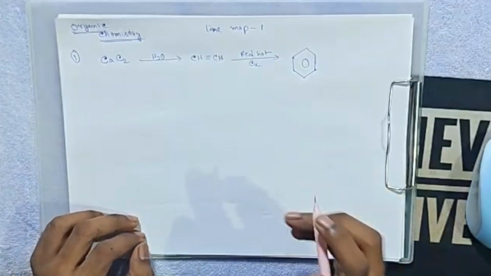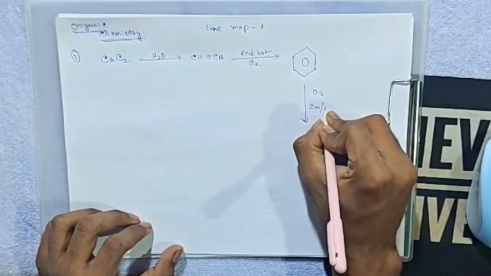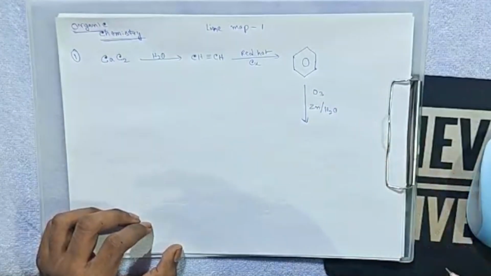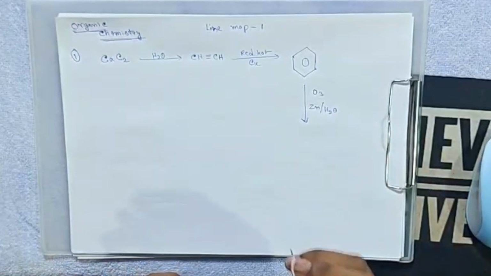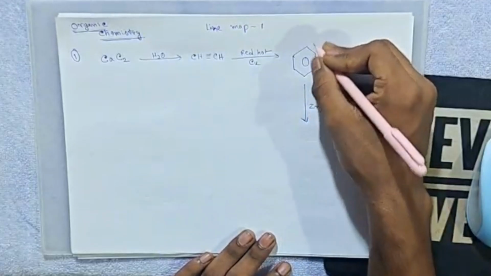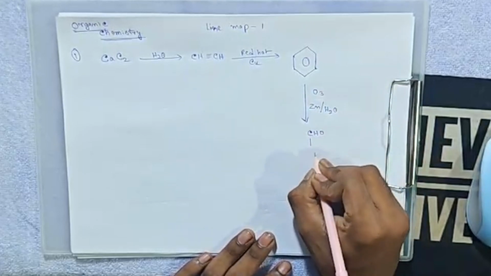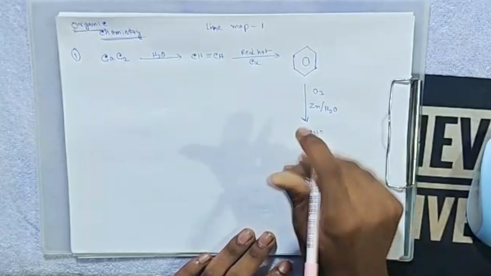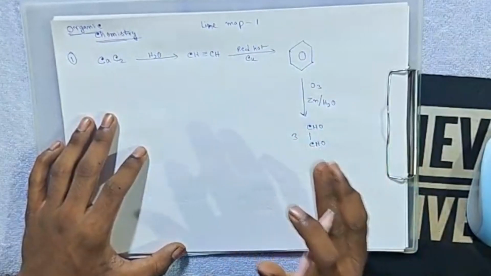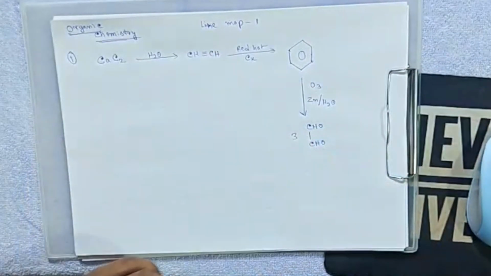Simple. Now if you give O3, Zn/H2O, this is reductive ozonolysis. In class 11, you have studied this. I will explain what happened, but first let me write the product. Basically, if you give O3, Zn/H2O to benzene, CHO CHO, this is formed, and 3 moles of this are formed. From 1 mole of benzene, 3 moles of this are forming, but how? Let me explain that.